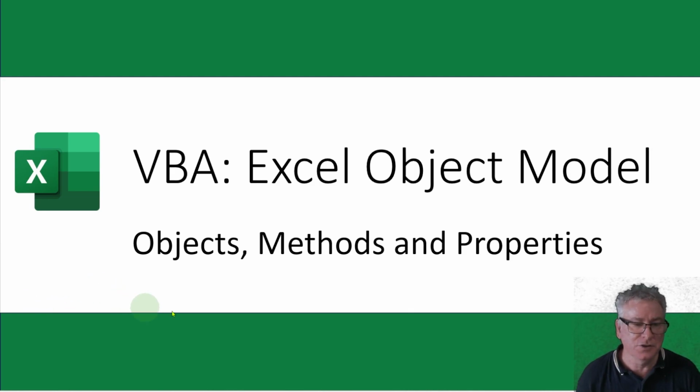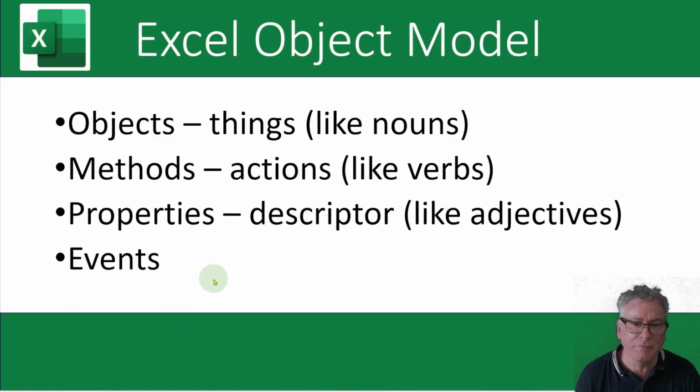What we're going to do is I'm first going to talk about what an object is. All right, so an object is a thing, it's like a noun. So you are an object, all right? I am an object. A cat is an object, all right? A chair is an object. They're all objects, all right?